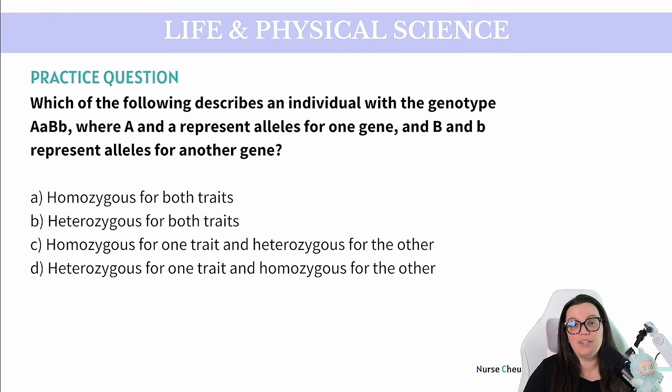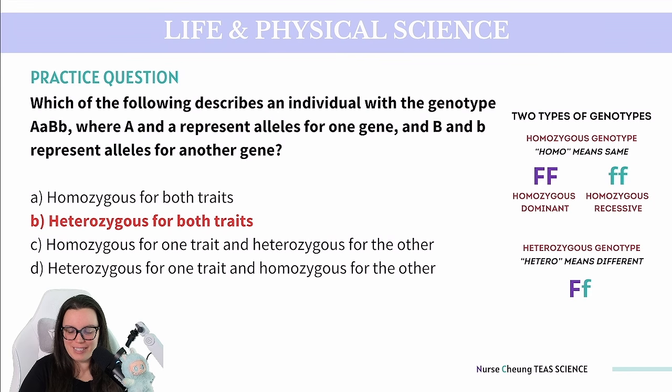So which of the following describes an individual with a genotype capital A, lowercase a, capital B, lowercase b, where the capital A and lowercase a represents alleles for one gene, and the capital B, lowercase b represents alleles for another gene? Is it that we're going to see homozygous for both traits, heterozygous for both traits, homozygous for one trait and heterozygous for another trait, or heterozygous for one trait and homozygous for the other?